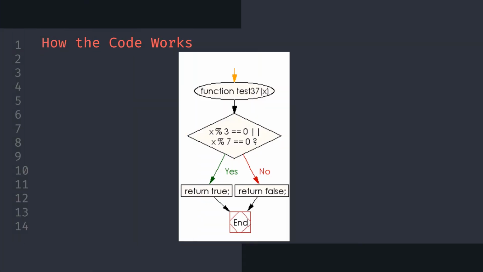The modulus operator returns the remainder when a number is divided. If the remainder is 0, that means the number is divisible by either 3 or 7 and we return true. Otherwise, we return false.